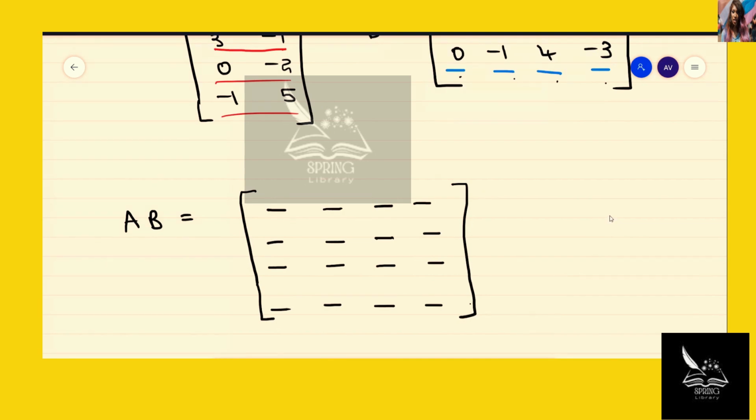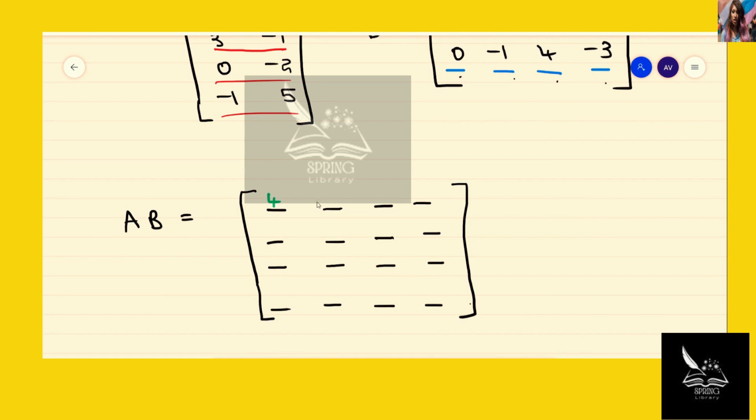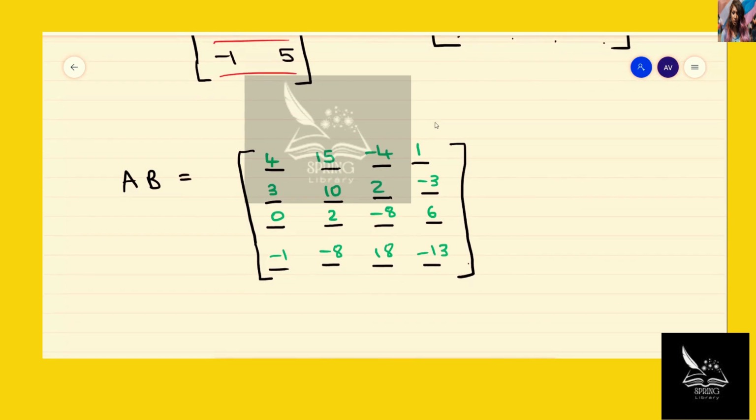So on solving by the same method, the solution of this part C would have the elements 4, 15, minus 4 and 1, 3, 10, 2 and minus 3, 0, 2, minus 8 and 6, minus 1, minus 8, 18 and minus 13. So these would be the elements that we would have in the product matrix AB in part C.